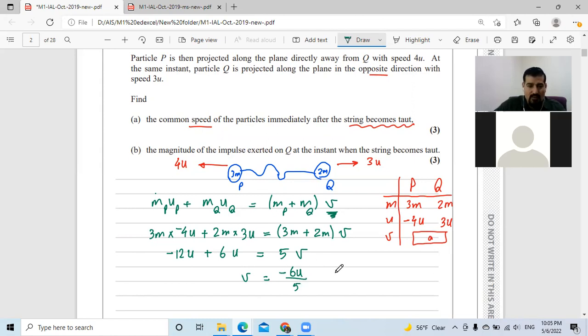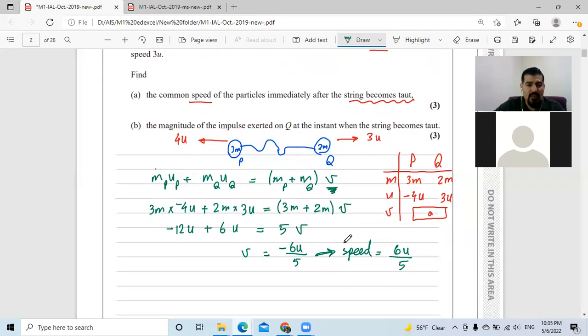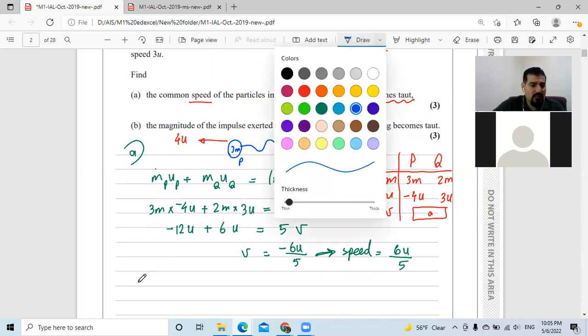They didn't ask about the velocity, they asked about the speed. So the speed for both of them will be 6u divided by 5. Good. Any question here? Is it clear? Let's move on to the next part.